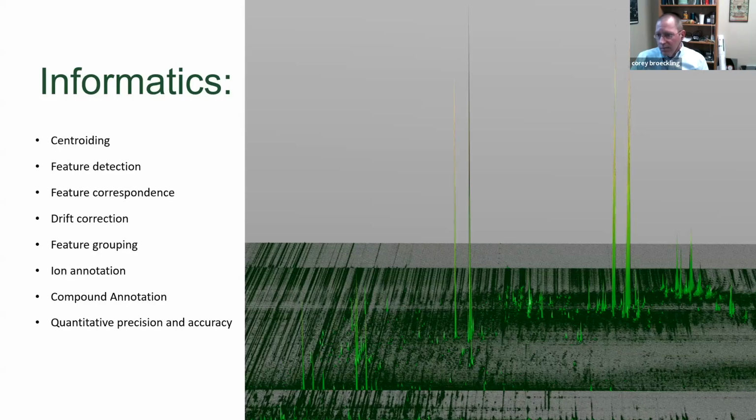We also sometimes want to be grouping features together. So we have multiple features from one compound. We want them together. We want to annotate the ion. We want to annotate the compound. And we would love to be able to evaluate quantitative precision and accuracy to be able to benchmark things like integration imperfections more reliably.